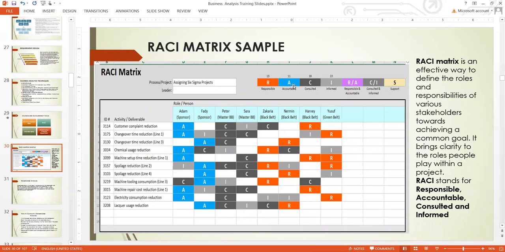And A is accountable. If something goes wrong, somebody needs to be held accountable. And that person accountable is the person that will make sure that every activity is performed. The person performing the activity is responsible. But the person making sure that the activity is performed is the person that is accountable.